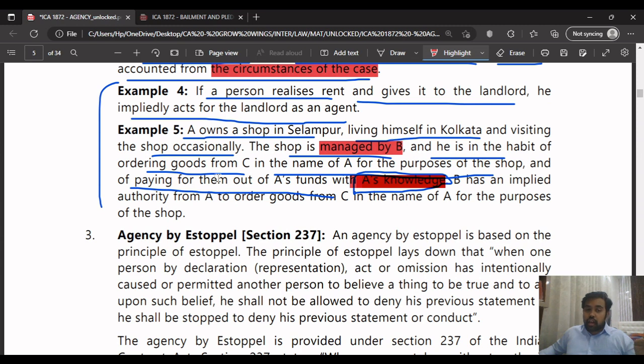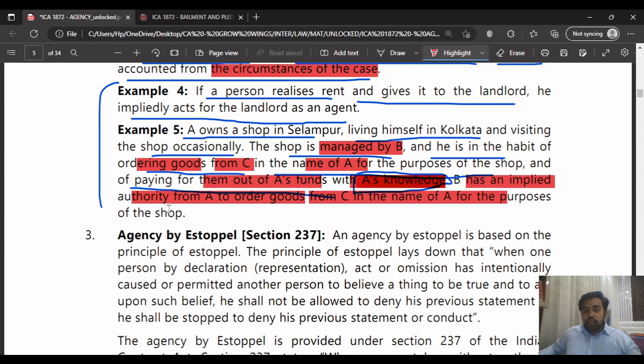That is, ordering goods from C in the name of A and paying them out of A's funds, because A's knowledge means with A's authorization, with his consent, he is buying the goods for the shop. It is implied. Now B has implied authority from A for ordering goods from C in the name of A for the purpose of the shop. Okay, this example is a bit important. Please don't forget to read this.